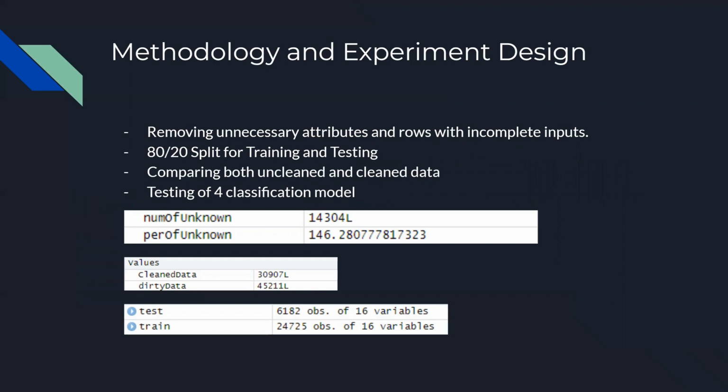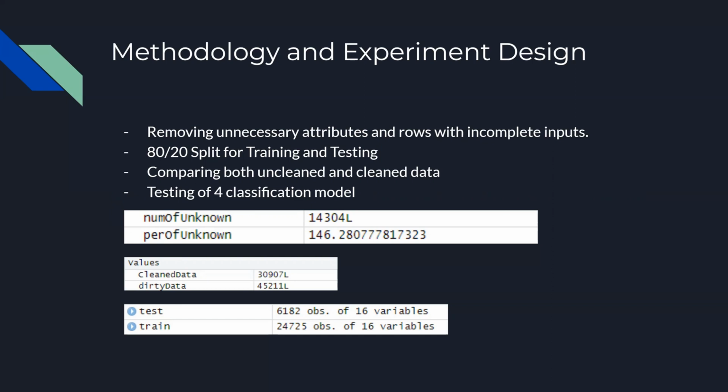As for the methodology and experiment design, these are the main points we want to put up there, which is removing unnecessary attributes and rows with incomplete inputs. According to the instructions, we're supposed to remove the P outcome attribute as it doesn't have any relevant data that can be used for the prediction. And we also remove the unknown entries, as an incomplete row wouldn't be helpful in terms of training the data.